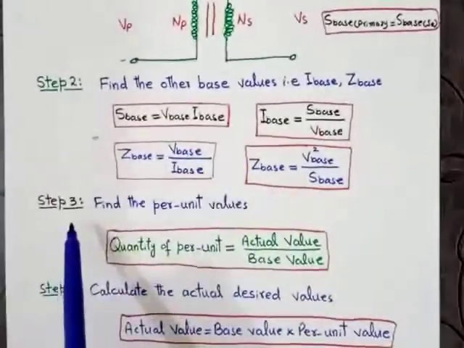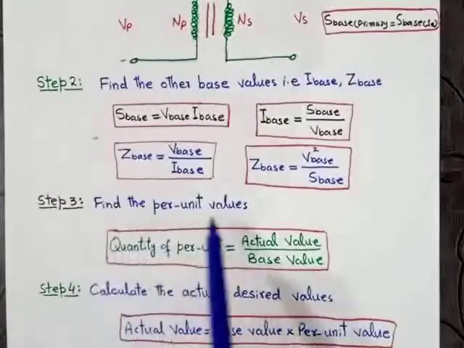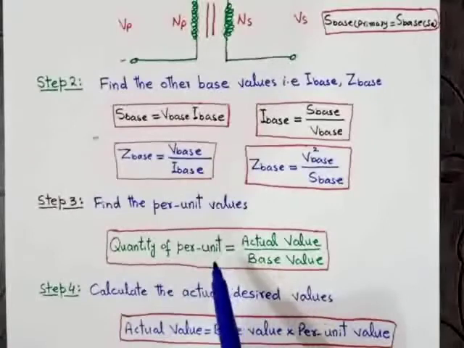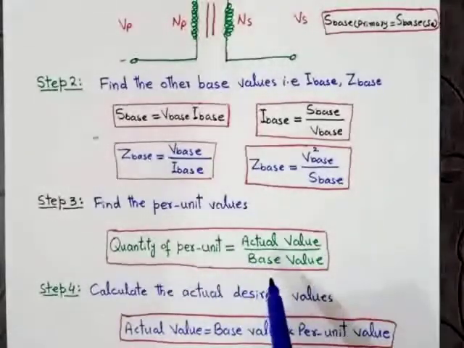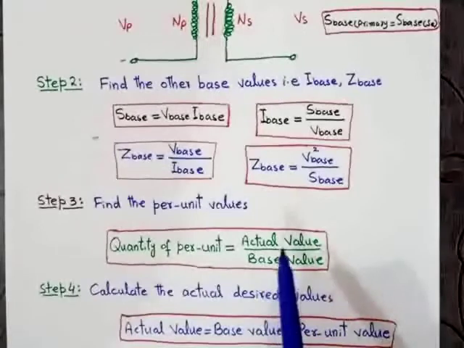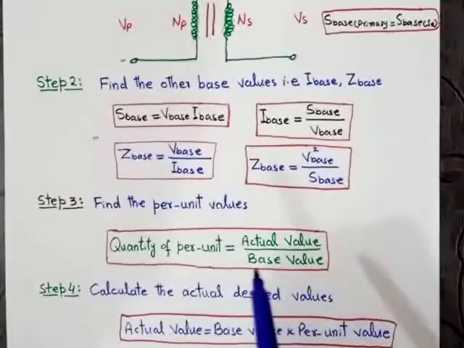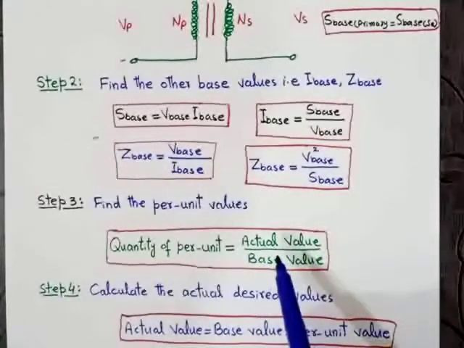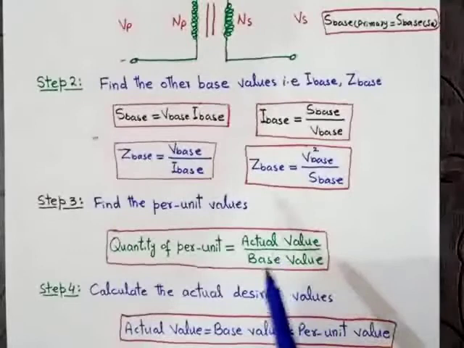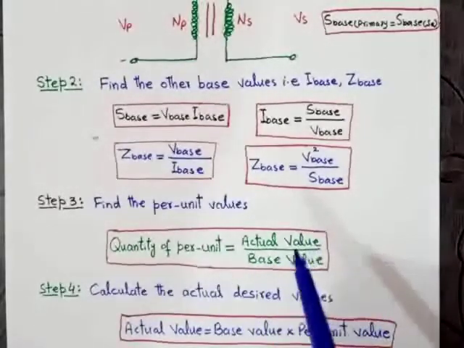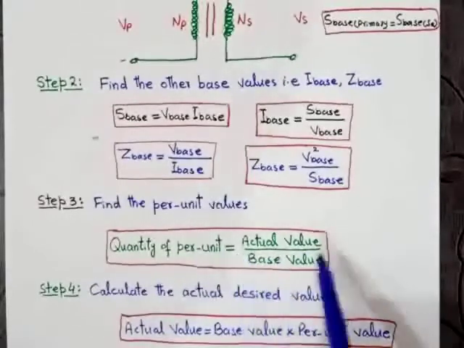In step number 3, we will find the per unit values. As we have already discussed, the per unit quantity is equal to the actual value over the base value. The base value we determine in step number 1 and step number 2, and the actual value is basically the value given in the circuit. The values given in the circuit are called the actual values. So in a numerical problem, the circuit will be given.